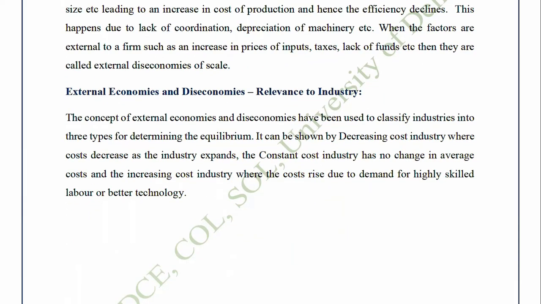External economies and diseconomies. Relevance to industry. The concept of external economies and diseconomies has been used to classify industries into three types for determining the equilibrium. It can be shown by decreasing cost industry, where cost decreases as the industry expands. The constant cost industry has no change in average cost, and the increasing cost industry, where the cost rises due to demand for highly skilled labor or better technology.